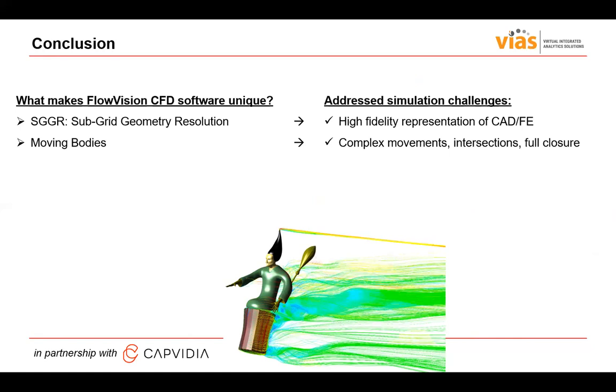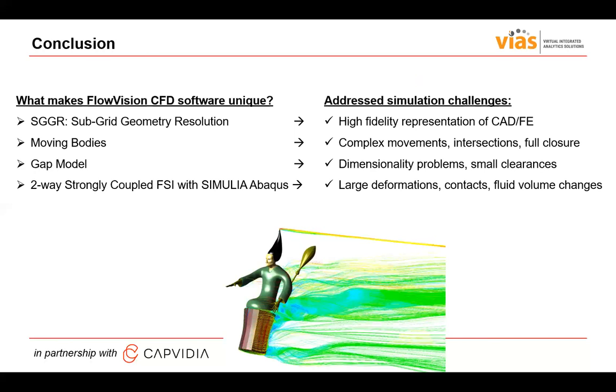The capability of moving bodies: if you have some complex movements, intersections, full closure situations, you're welcome to use the moving bodies technology. And a gap model to tackle the dimensionality problems, like micron or sub-micron clearances, and on the other end, centimeters or even meters of large fluid volumes. So here we have the gap model to address those. And the two-way strongly coupled FSI approach, especially with Simulia Abaqus software.